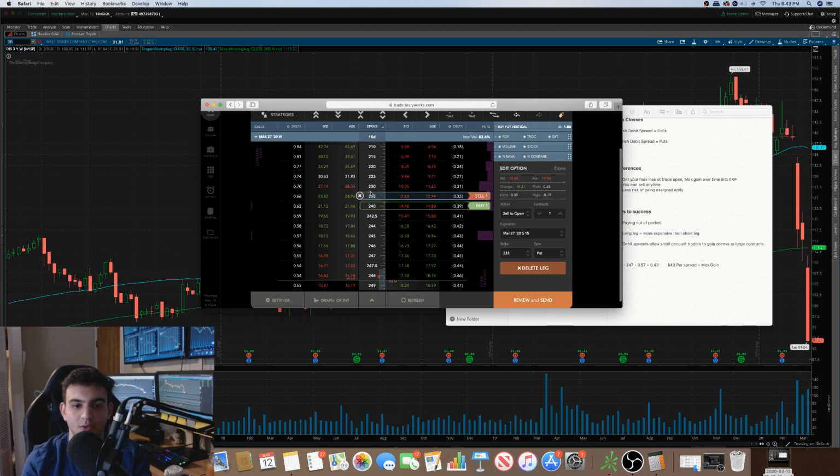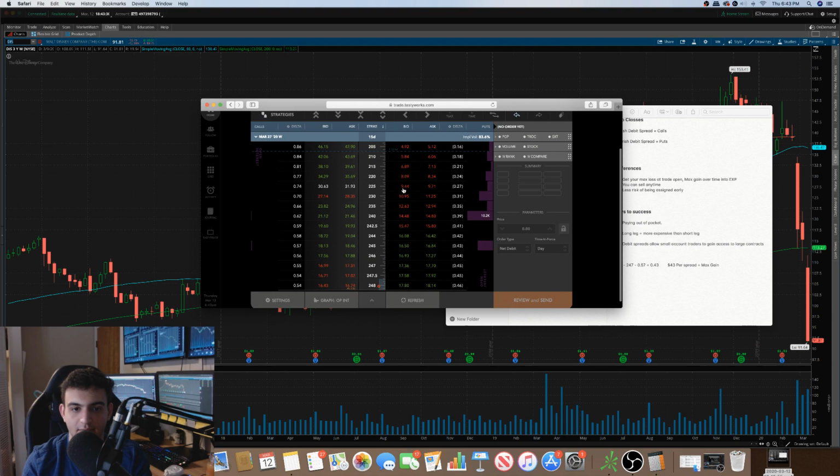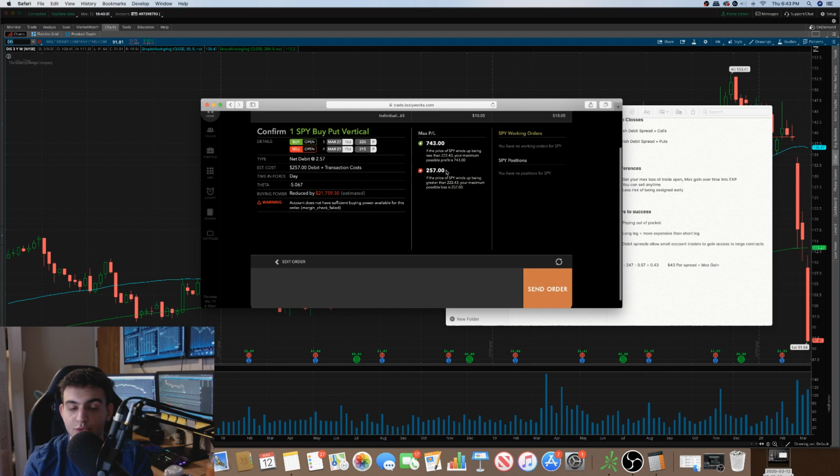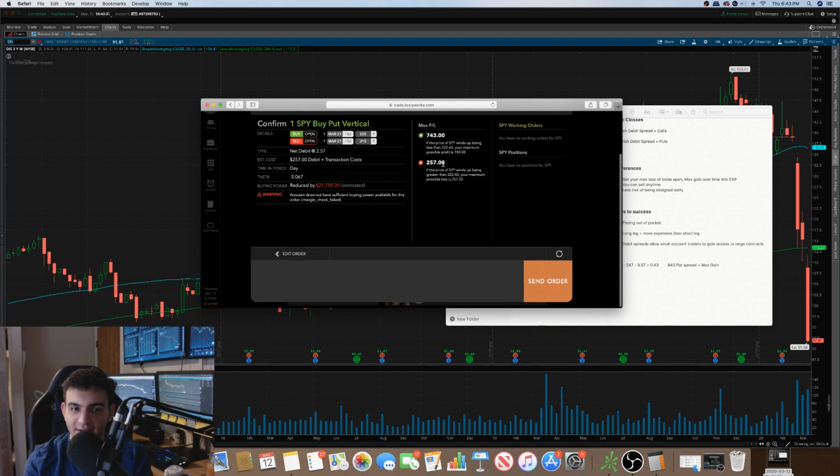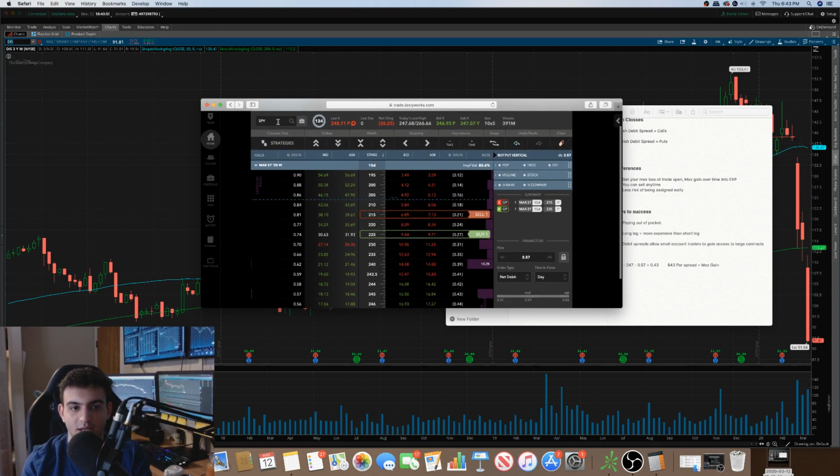And this is the greatest part about debit spreads: you can get even crazy debit spreads, like buy this and sell this, for example. You can see over 200%, a 200% trade. So you're paying $257 out of pocket, and if SPY is less than 222, you're going to make 200%.